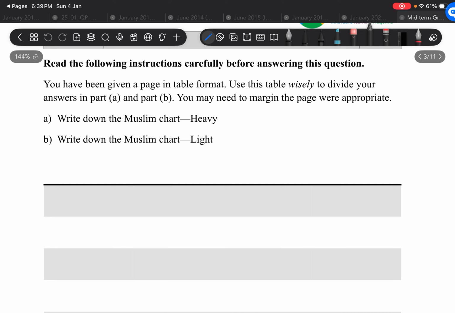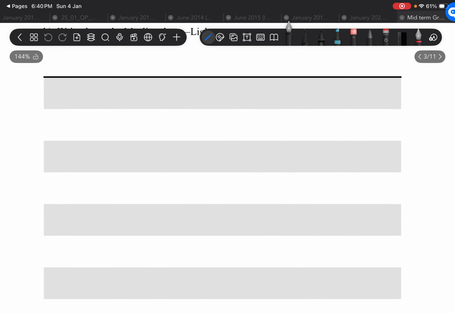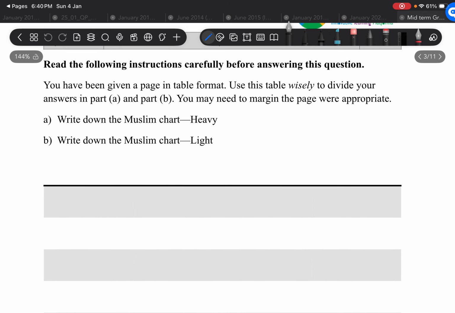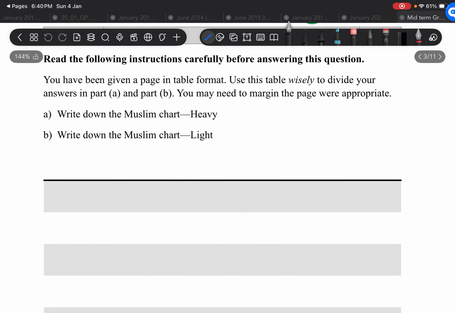This is a question from the first semester midterm exam that was held a few months ago in the school where I teach. This was a question that was given to the students, and I'll go through this paper very quickly and solve it. Read the following instructions carefully before answering this question. You have been given a page in table format. Use this table wisely to divide your answers in.